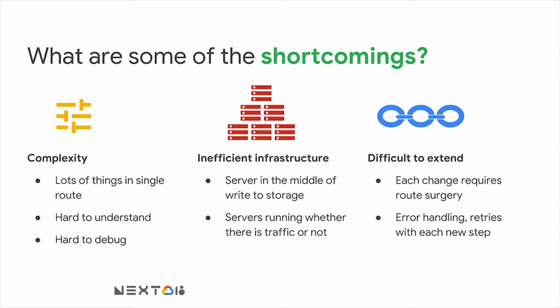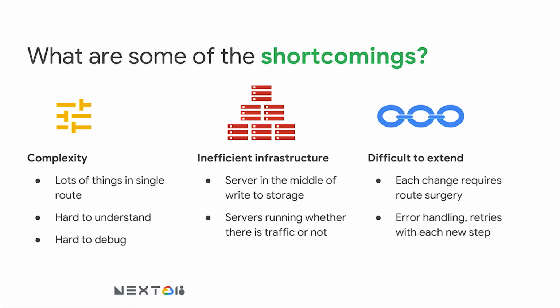Well, it's incredibly complex, right? There's a lot going on inside that single route. It's hard to understand because so much is going on. It's hard to debug. The infrastructure is inefficient, right? We have a server in the middle to do nothing but just write things to storage. Doesn't really need to be there.